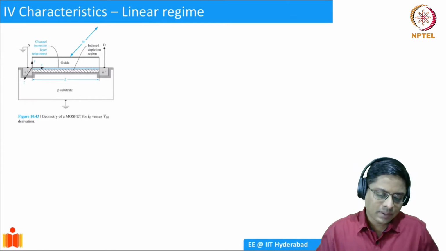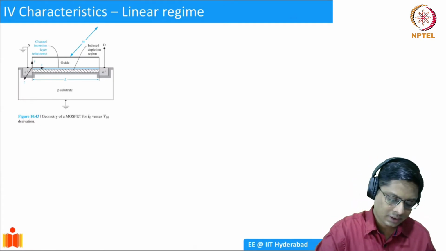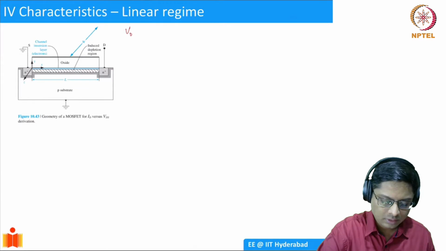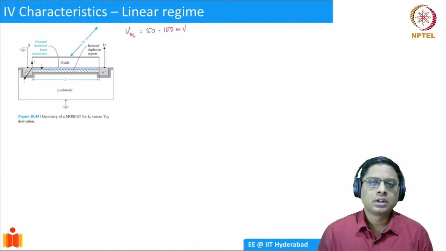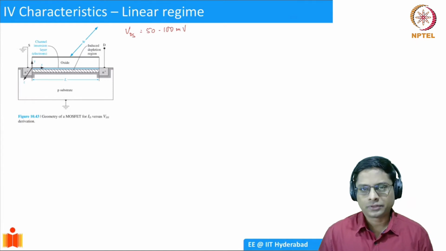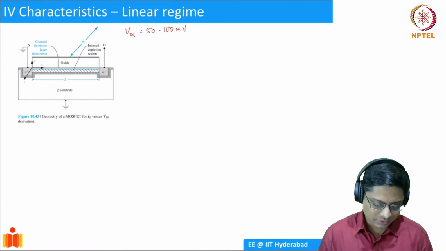Remember, when we said linear regime, VDS was small, right? VDS was, let's say, about 50 to 100 millivolts. That's a reasonably small number that we use. So how do we derive an expression for current? To understand that, we need to notice a few things.